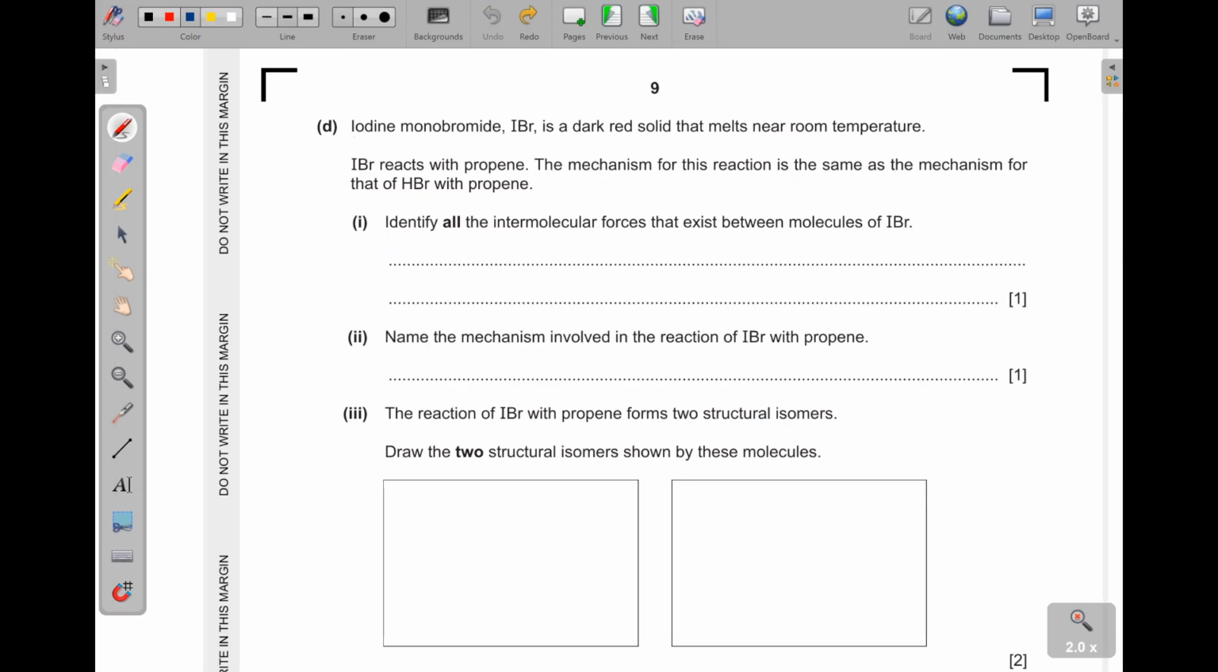Part D. Iodine monobromide is a dark red solid that melts near room temperature. Then iodine monobromide reacts with propene. The mechanism for this reaction is the same as the mechanism for that of hydrogen bromide with propene. That is what we call electrophilic addition. Then they are saying, Roman 1, identify all the intermolecular forces that exist between molecules of iodine monobromide.